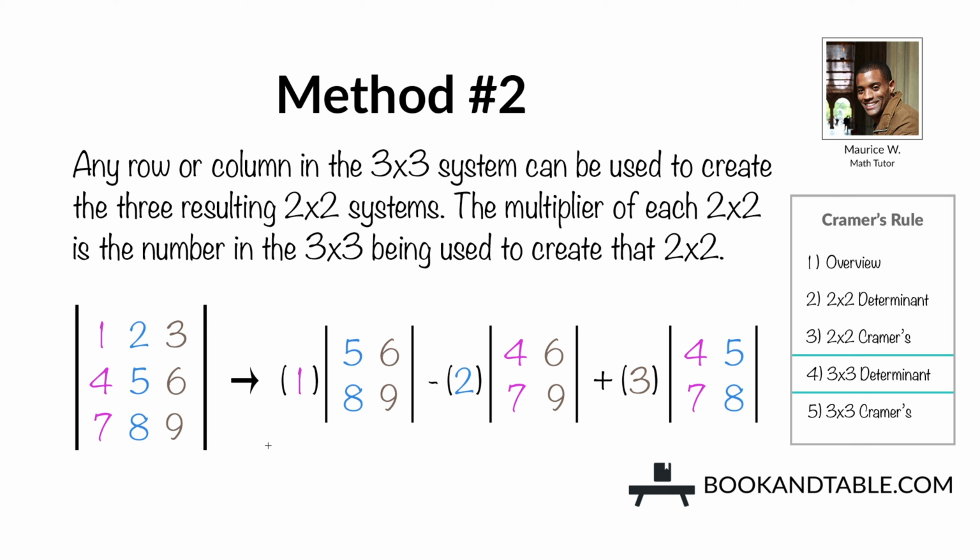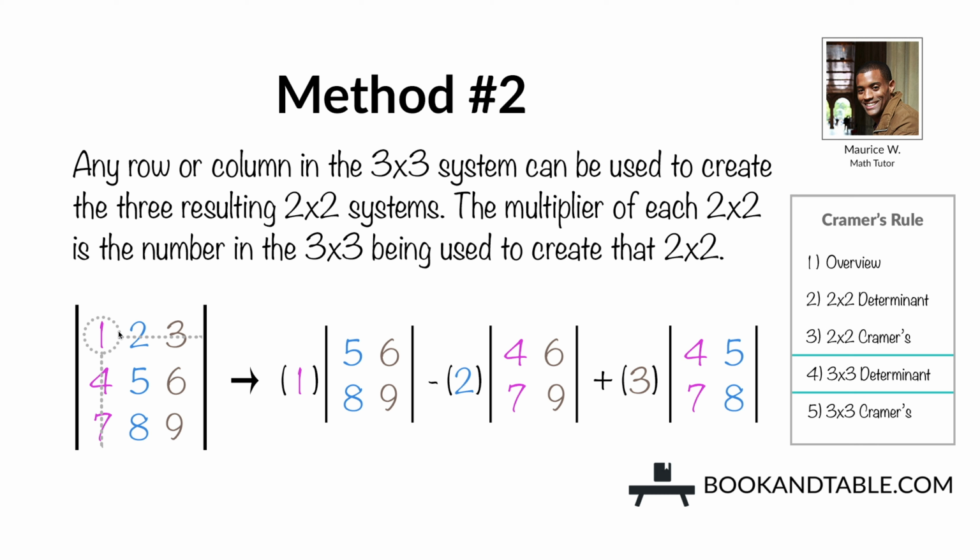Now, something to keep in mind, the 2x2s that you get will vary based on the row or column that you choose to eliminate from the 3x3. So the 2x2s may be different, but the final determinants that you get will be the same, regardless of which row or column that you choose to eliminate from the 3x3. Now, I will always eliminate row number 1 just to make things easy.